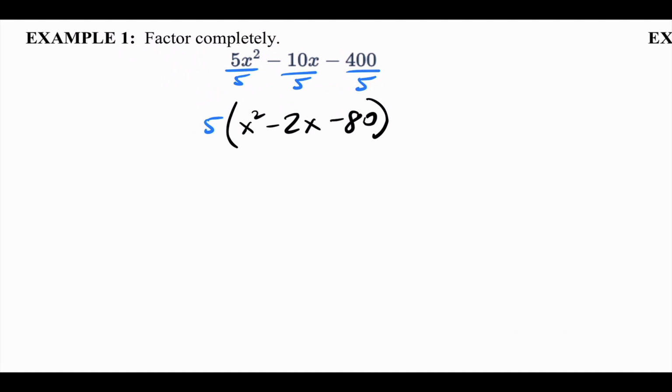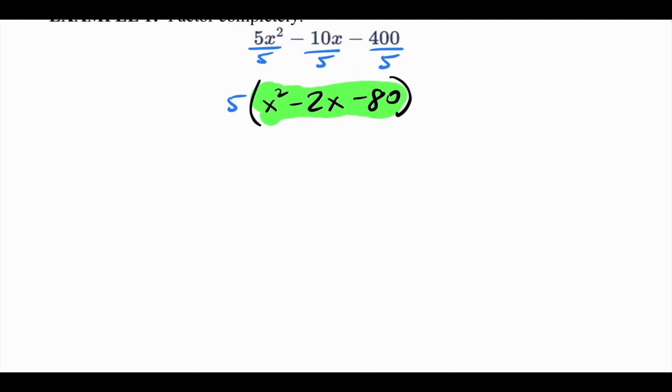Now we're going to go to ABC. That's the next step, right? Well, what do we do ABC with? We do ABC with now this guy in here. It's no longer 5x squared minus 10x minus 400. Now it's x squared minus 2x minus 80. That's what I do ABC with. A is 1, B is -2, C is -80.